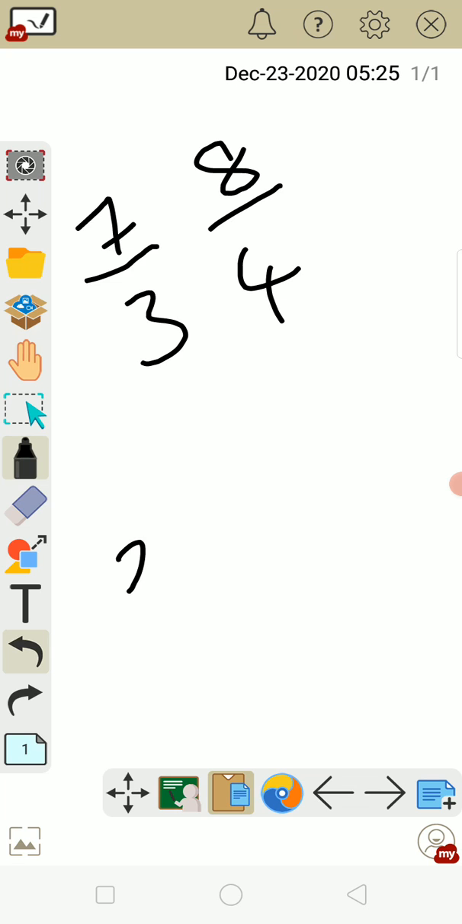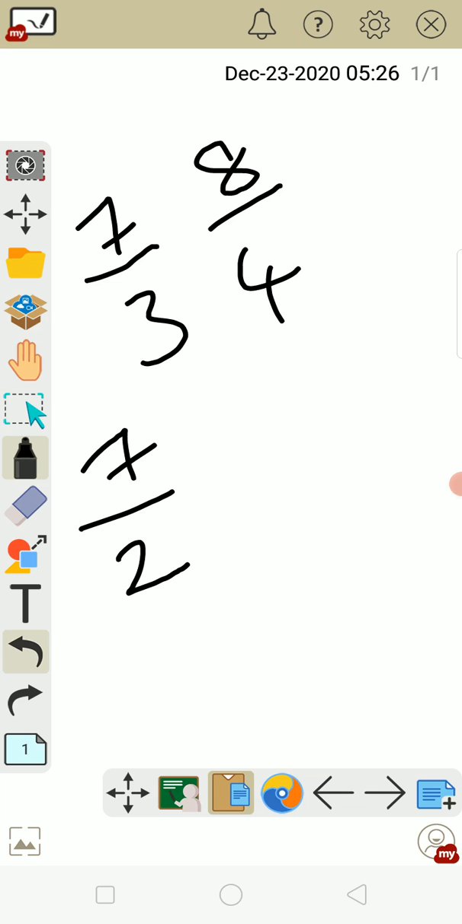Like this, I have 2 pieces, but I ate 7 pieces. Is it possible? No. So these kinds of fractions are improper fractions. I hope you understand what proper fractions and improper fractions are. Improper fractions mean fractions where the denominator is less than the numerator.